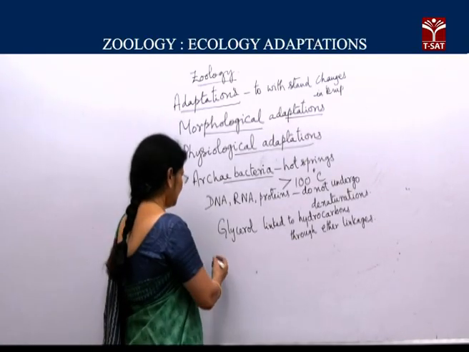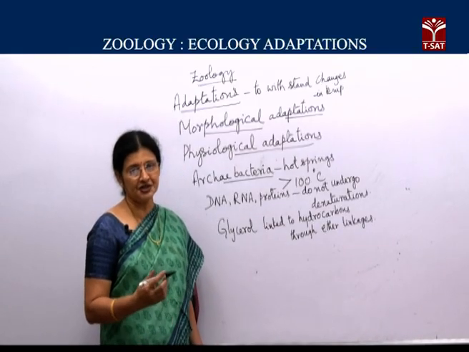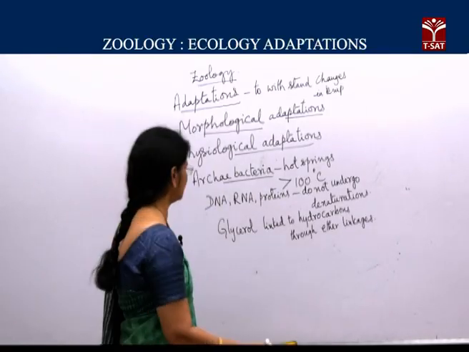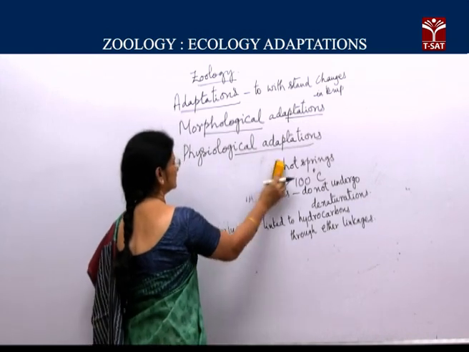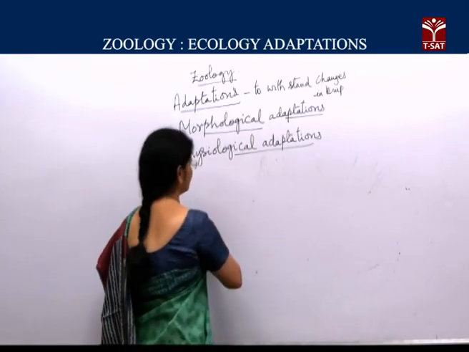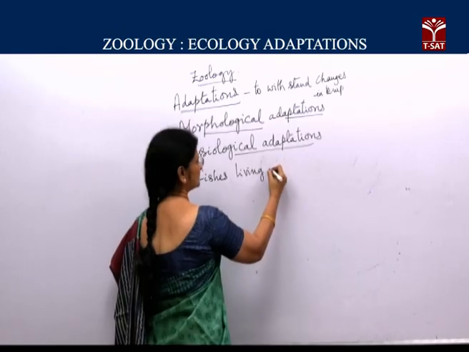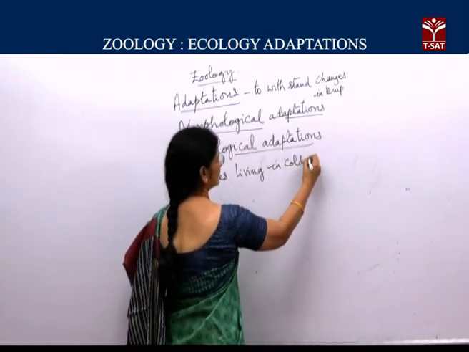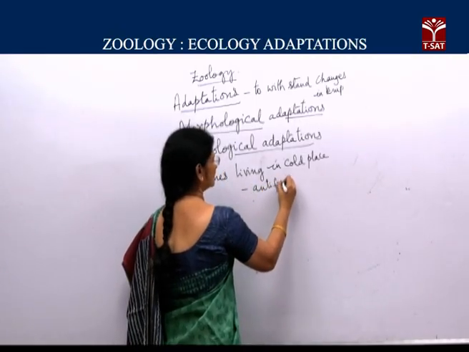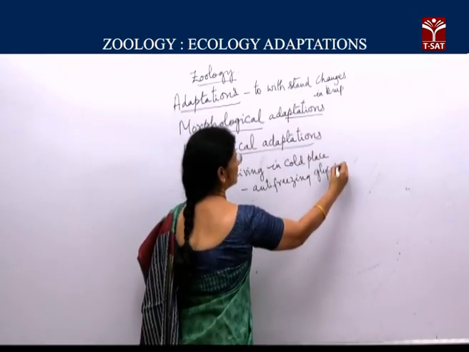And as I said, fish are able to live in very cold places, polar regions also. They have some anti-freezing glycoprotein. Anti-freezing glycoprotein is present in their blood. Fishes living in colder regions have anti-freezing glycoprotein present in the blood.